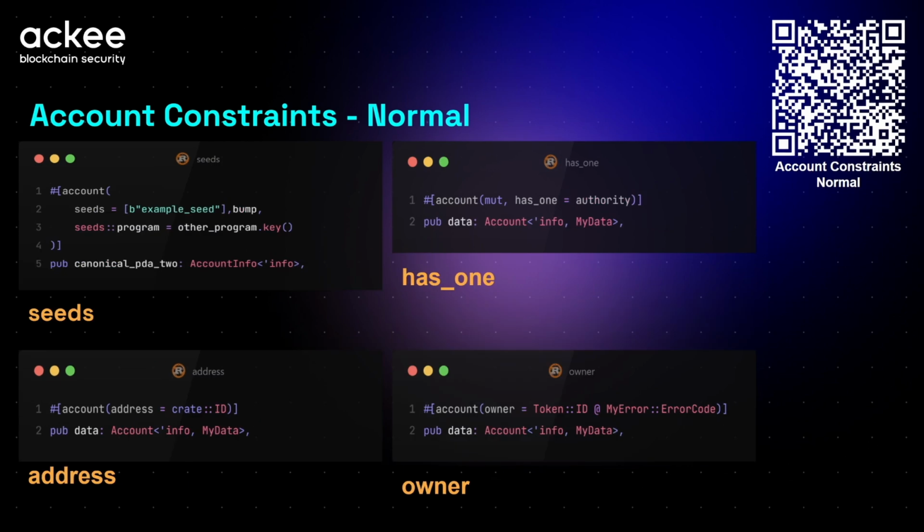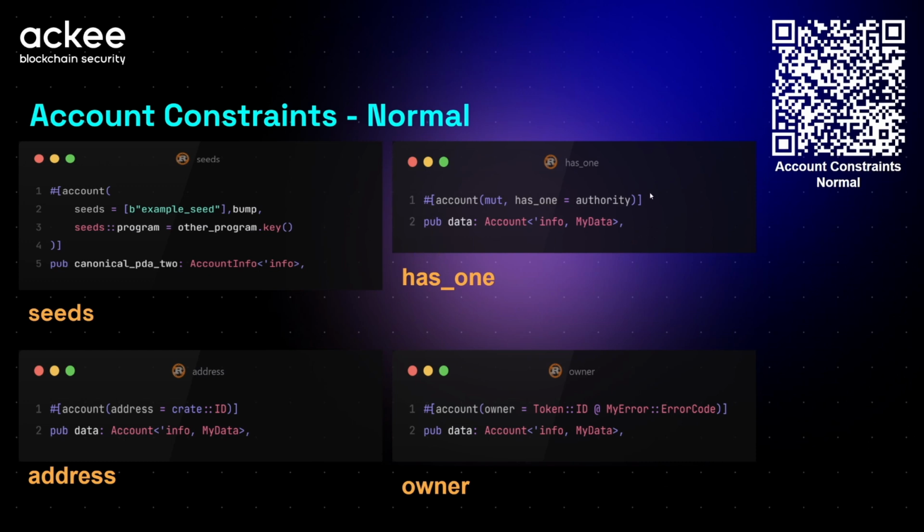Then we have the seeds, which is pretty common for the PDA derivation. One interesting fact here is that, you probably know that one of the seeds for the PDA derivation is the program ID. In most cases, this is going to be your program ID, as you are going to specify PDAs for your data accounts, but optionally you can also specify another program for PDA derivation, so you can support also a program derived address owned by a different program.